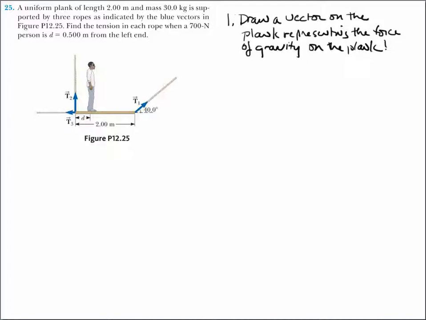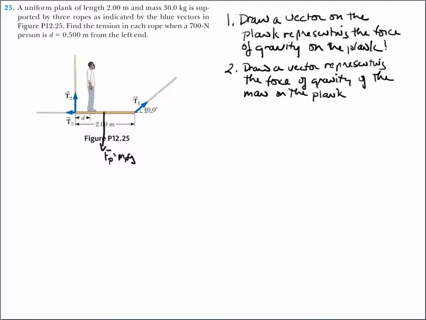First thing, why don't you draw vectors on the plank representing the force of gravity on the plank. And of course, we're going to put that vector at the center of mass of the plank, assuming, as stated in the problem, it is uniform. We'll denote it by F sub P, for force of plank, and that's just the mass of the plank times gravity. The other force is the force of man, and that's given as 700 newtons.